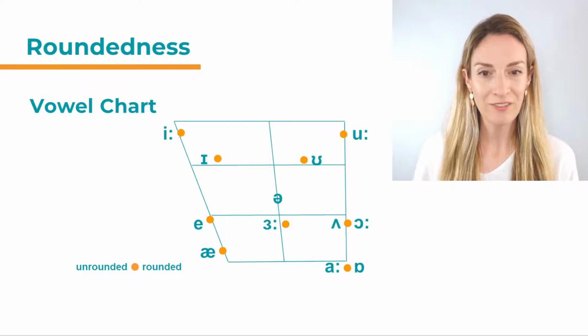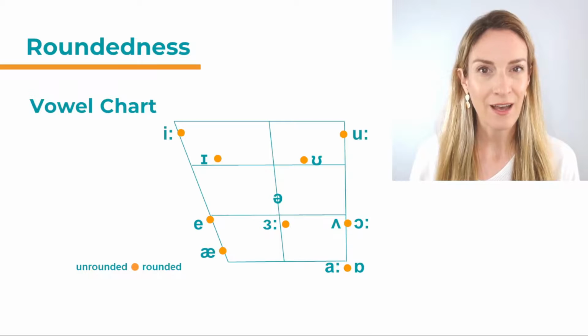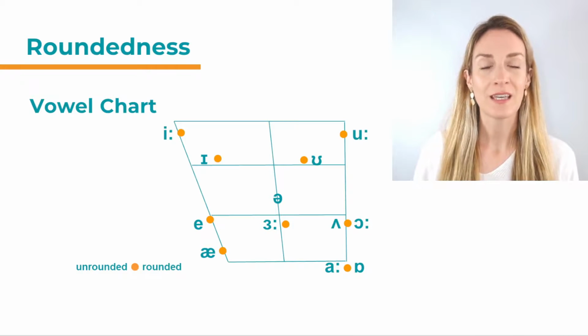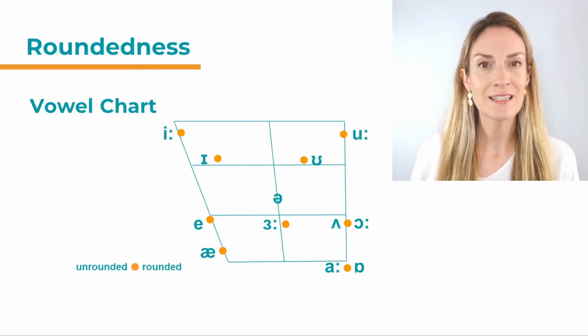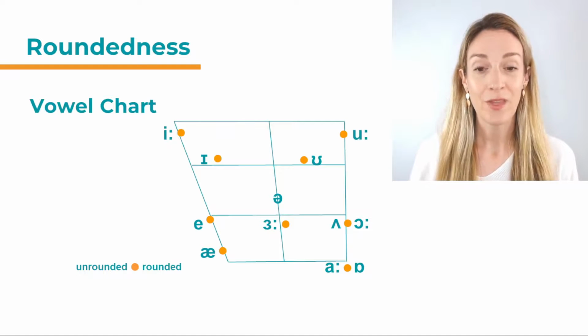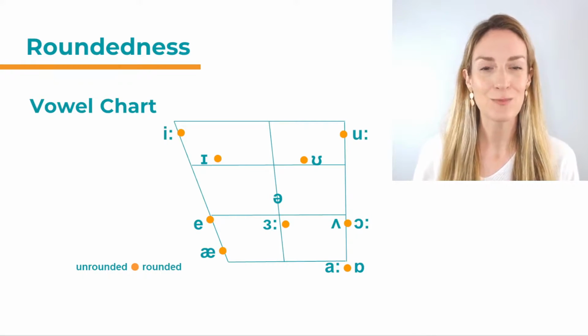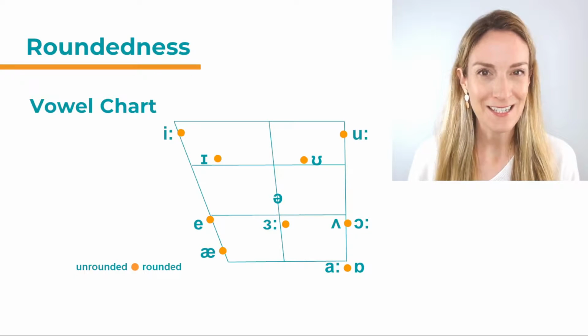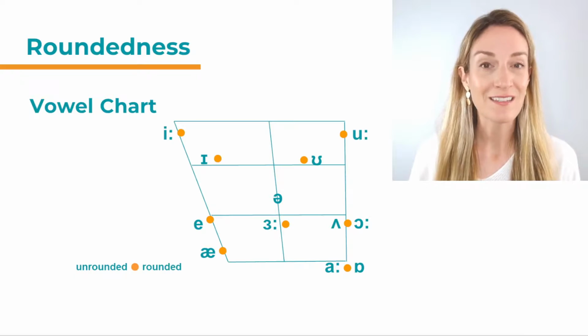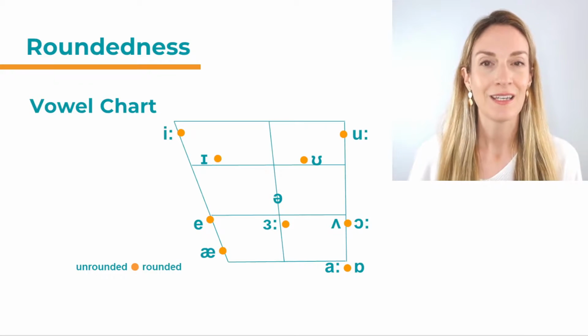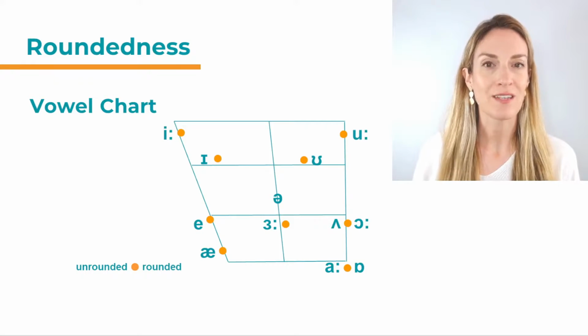Again, I have a whole video dedicated to the chart, but what I wanted to point out now is that for most charts, you will see next to the symbol a dot. Now, most of the time it's a little bit smaller, the dot, and it's just black. I just put it in big orange because I thought you will see it easier. Now, this dot has a very special meaning. It shows you if the vowel sound is rounded or not.